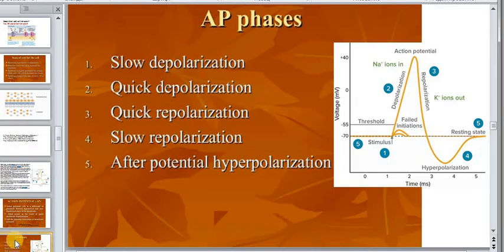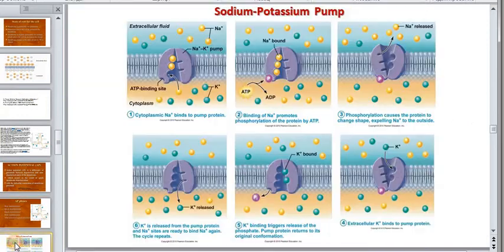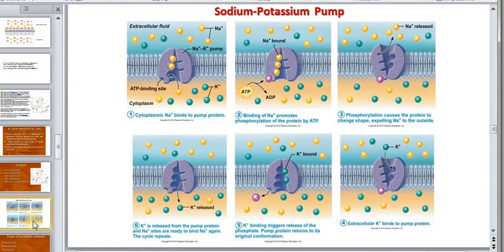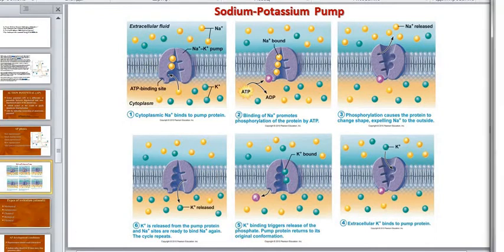Recovery is due to the work of the sodium-potassium pumps, special pumps which need ATP molecules to move ions outside and inside. So we need to move sodium ions outside and potassium ions inside. On this slide you can see this process, but it is better to look through the video, of course.